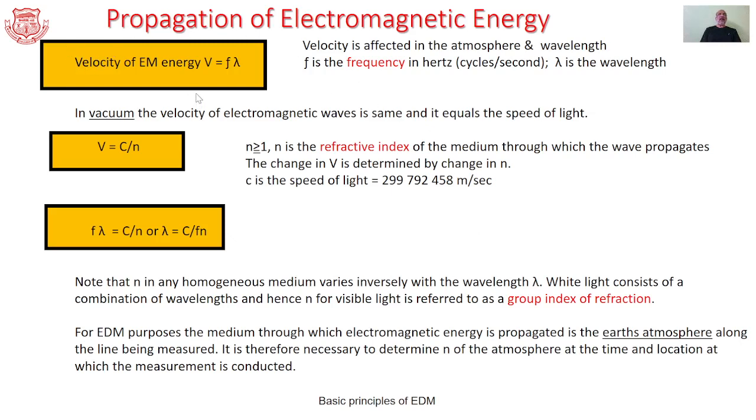So the velocity of the electromagnetic wave is expressed as v = fλ. Here f is the frequency in hertz, which is cycles per second, and λ is the wavelength. In vacuum, the velocity of the electromagnetic wave is the same and equals the speed of light. In a medium, it can be expressed as v = c/n, where n is the refractive index of that medium, the value of which is greater than or equal to 1. This change in velocity according to the medium through which it travels is determined by noting the change in the refractive index of that medium.